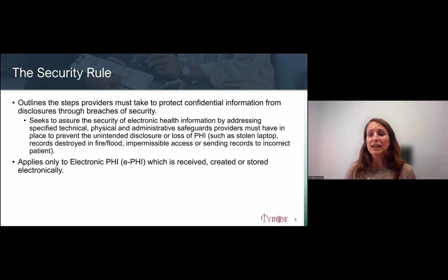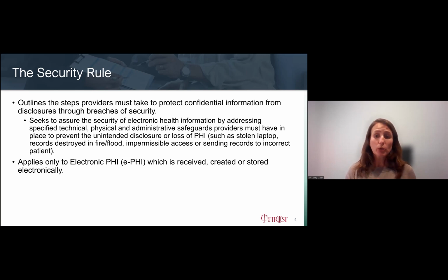The security rule is designed to be flexible and scalable, so a covered entity can implement different policies, procedures, and technologies that are appropriate for your size, your organizational structure, and the risks that you perceive to your consumers' electronic protected health information. Last month, we talked about the privacy rule, which protects all individually identifiable health information held or transmitted by a covered entity or provider or its business associate in any form. That includes electronic, paper, or oral.